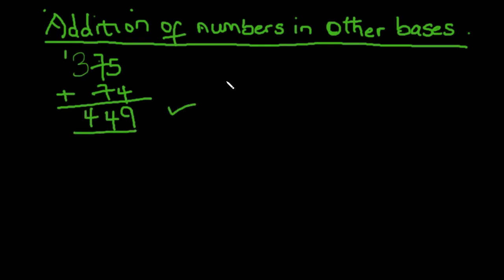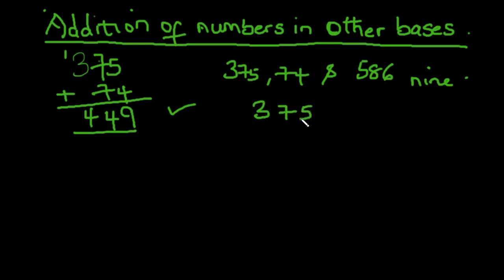But in cases whereby the number is expressed in other bases outside 10, like base 2, base 3, base what, addition is not done this way. So let's assume I'm giving 375, 74, and 586, all of them in base 9, and I'm to add them together. So we have 375 plus 74 plus 586, all in base 9.